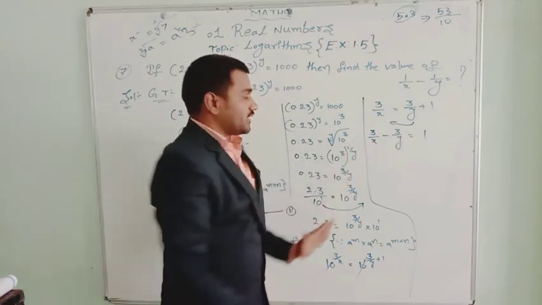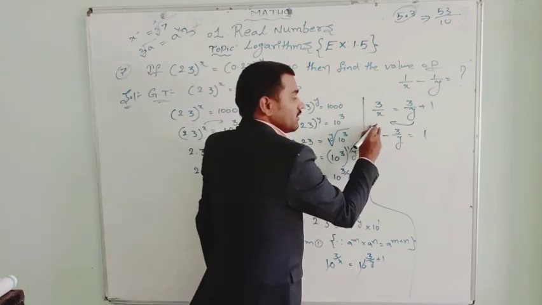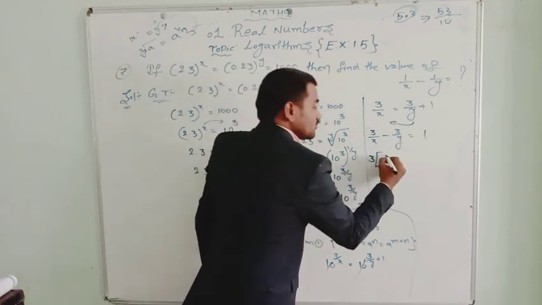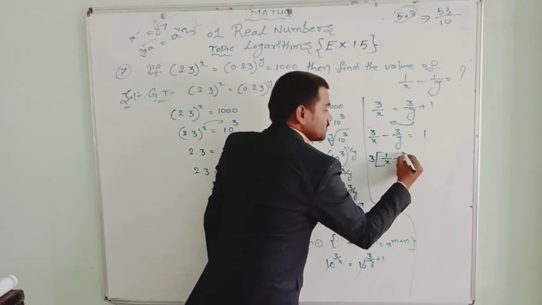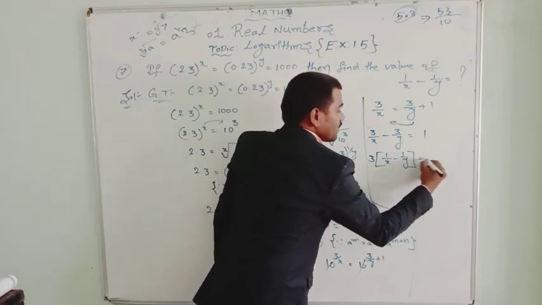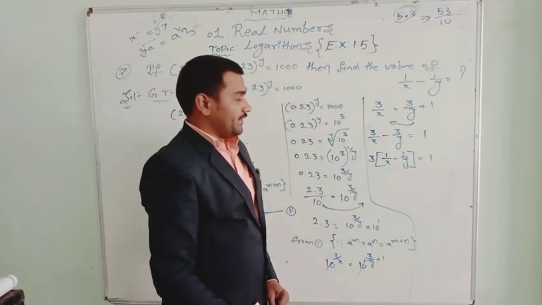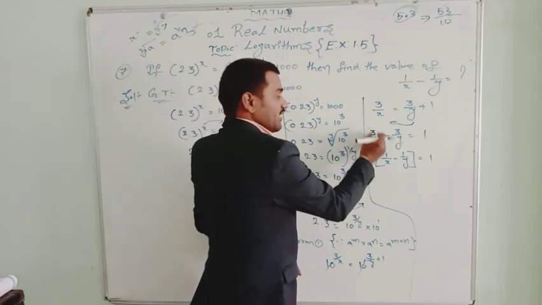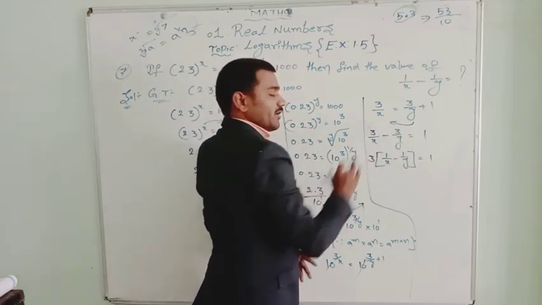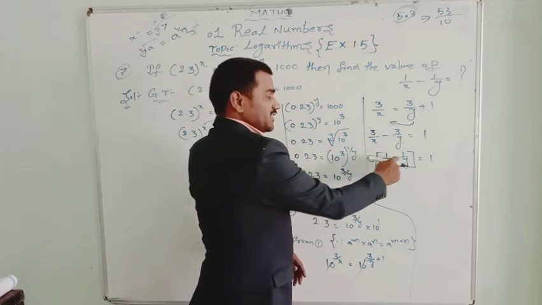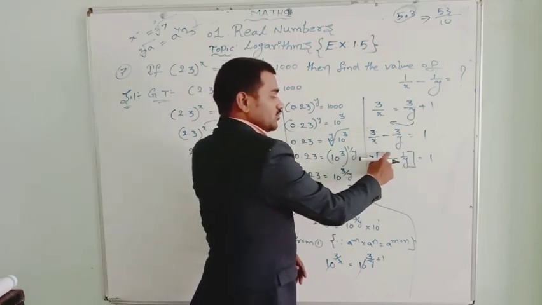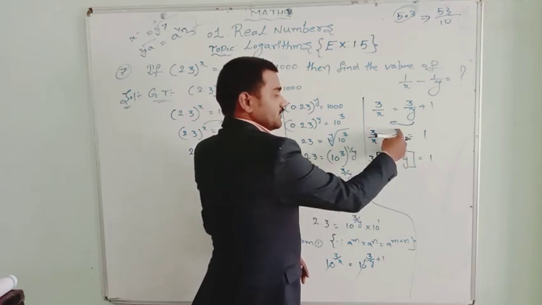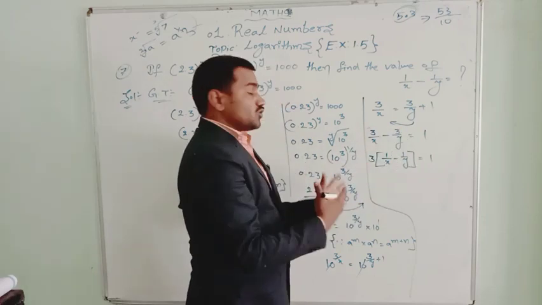So let us take out 3 as a common factor from both the terms. In that you get 3 into 1 by x minus 1 by y equal to 1. Here we have taken 3 as common, so only 1 by x minus 1 by y is left. Again if you multiply with 3, you get the same: 3 by x minus 3 by y. There is no change in this.